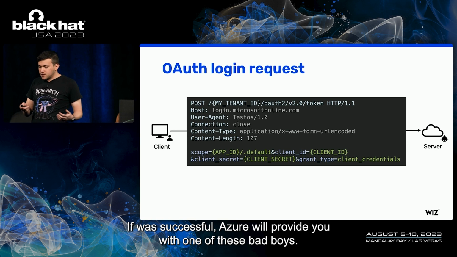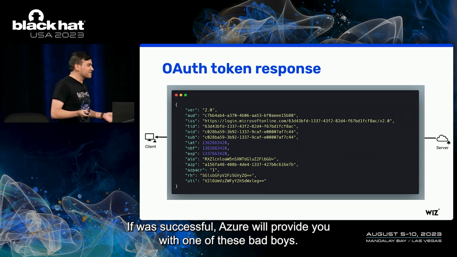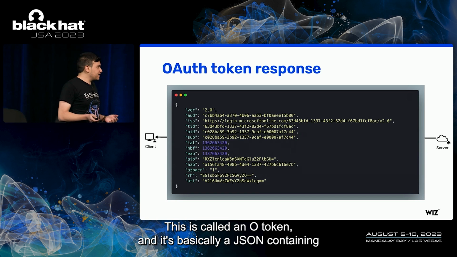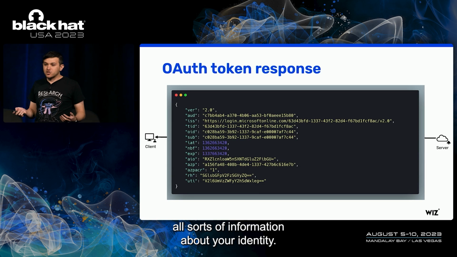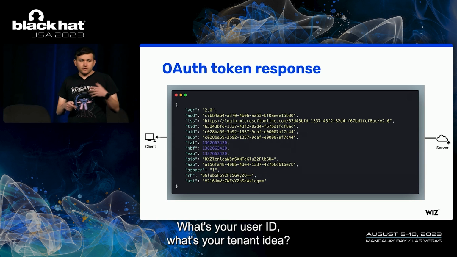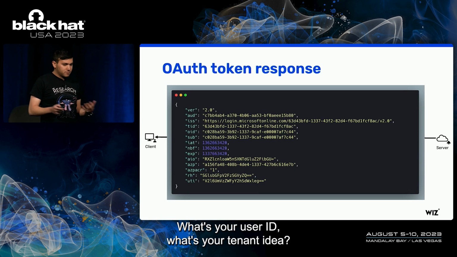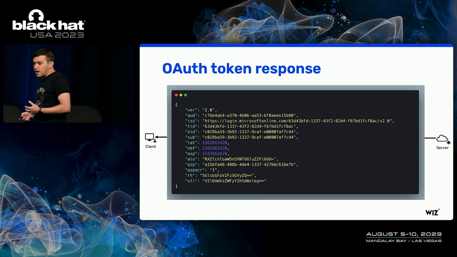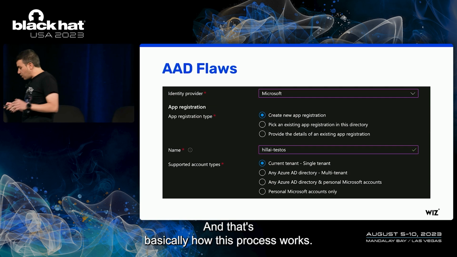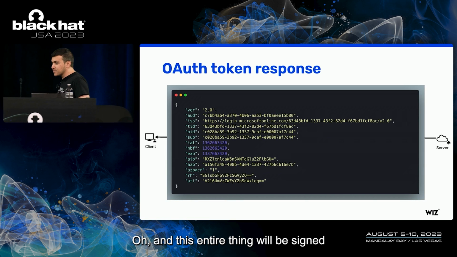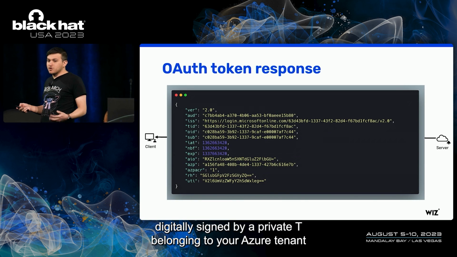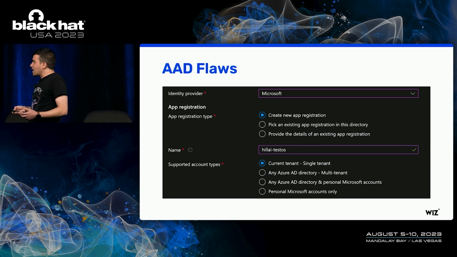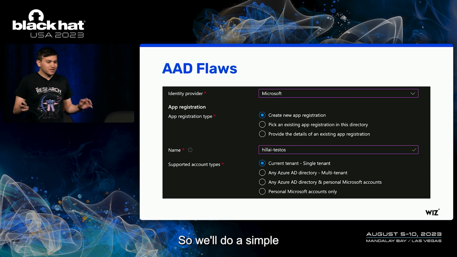If the login was successful, Azure will provide you with one of these bad boys. This is called an OAuth token, and it's basically a JSON containing all sorts of information about your identity, what's your user ID, what's your tenant ID, basically all that sort of information that the app needs to know about you. And that's basically how this process works. Oh, and this entire thing will be digitally signed by a private key belonging to your Azure tenant, so that people can verify that it's a legitimate token. All right, told you it was simple.